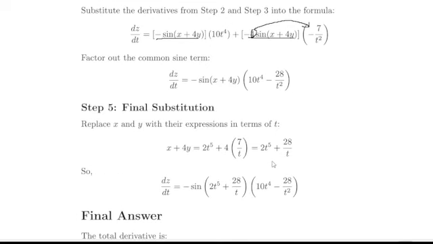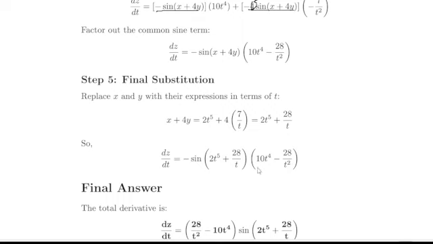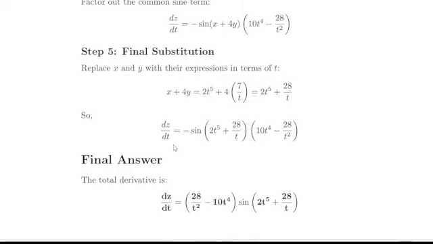And then we can replace x and y in terms of t. So we said x is 2t to the fifth, y is 7 over t. So x plus 4y turns into 2t to the fifth plus 28 over t. Plug that in. We have dz over dt is negative sine(2t to the fifth plus 28 over t) times (10t to the fourth minus 28 over t squared). And that's our final answer.